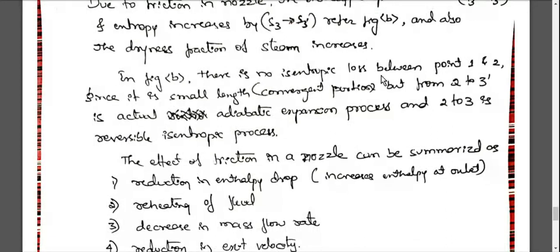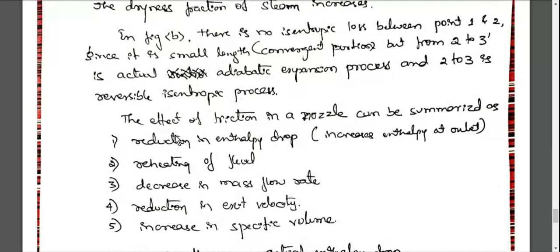here the same process I explained is written for your exam point of view. There is no isentropic loss between 1 and 2 because we have not considered friction, since it is a small-length convergent portion. But from 2 to 3 dash is the actual adiabatic expansion process, and 2 to 3 is a reversible isentropic process. 2 to 3 is reversible, but 2 to 3 dash is irreversible, that is actual. This is the ideal case. So lastly, we will summarize.